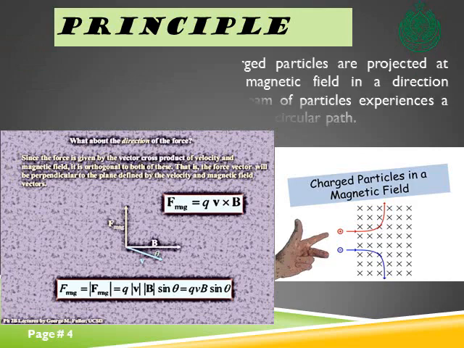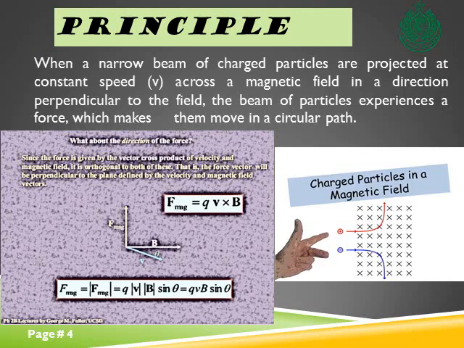Principle. When a narrow beam of charged particles is projected at constant speed v across a magnetic field in a direction perpendicular to the field, the beam of particles experiences a force which makes them move in a circular path. What about the direction of the force?